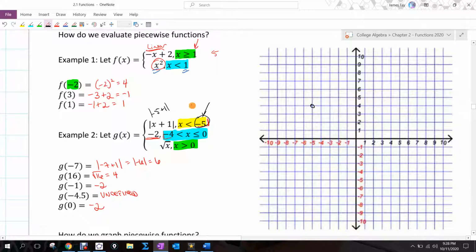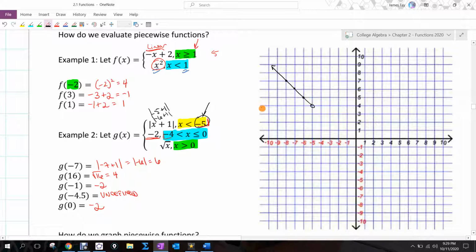Now I'm going to go to the left of that. Let's try -6. If I plug -6 in, plus 1, I'm going to get absolute value of -5, which is just 5. So we get that. And my graph, if I keep trying those over here, is going to look like that.